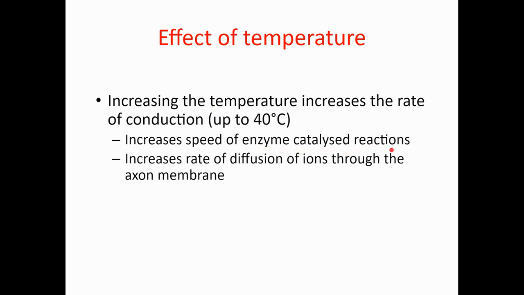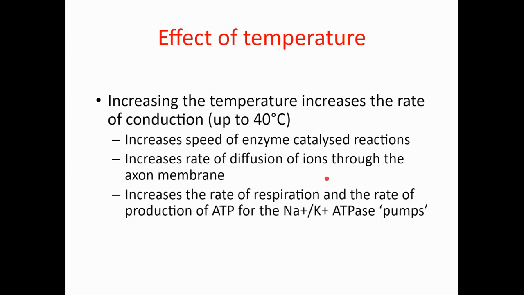So things like aerobic respiration would release more ATP. And also, diffusion would occur faster. So the sodium ions would diffuse in faster, the potassium ions would diffuse out faster, and therefore it'd be quicker to propagate the impulses, but also to go back to the resting potential afterwards.